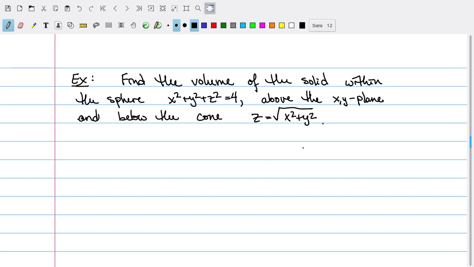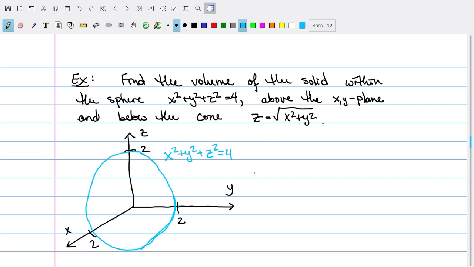To start out this problem, I want to draw a picture. Let me draw that equation, x squared plus y squared plus z squared equals 4, which is a sphere of radius 2 centered at the origin. The next thing I want to do is draw that cone, z equals the square root of x squared plus y squared. This is going to be a cone which is centered around the z-axis and growing larger as z gets larger and larger. So it looks something like this, and it intersects with the sphere at some particular value of z.